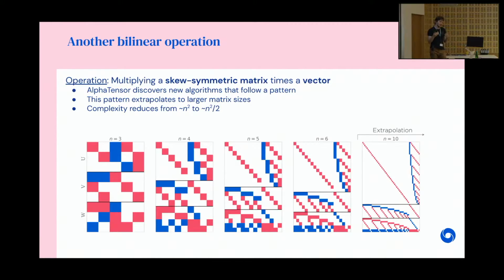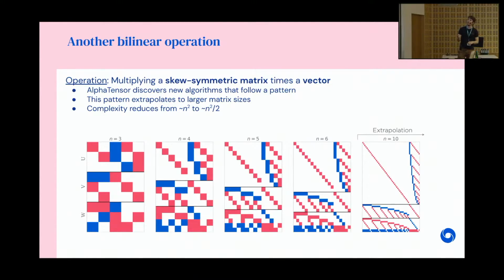For this case, there is no recursive construction. So unlike in matrix multiplication, it's not the case that if we discover a way to do this for 2 by 2 matrices, there is some recursive structure to make it automatically work for 4 by 4, 8 by 8, and so on. But what happens instead is that we can use AlphaTensor to discover algorithms or decompositions of the tensor representing this operation for some small cases.